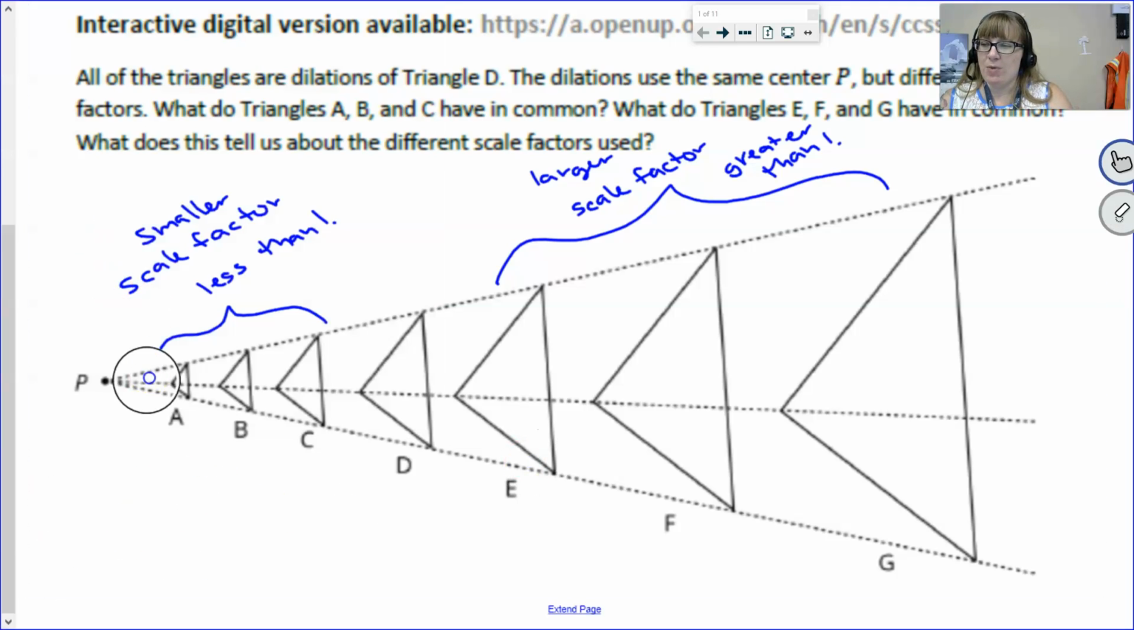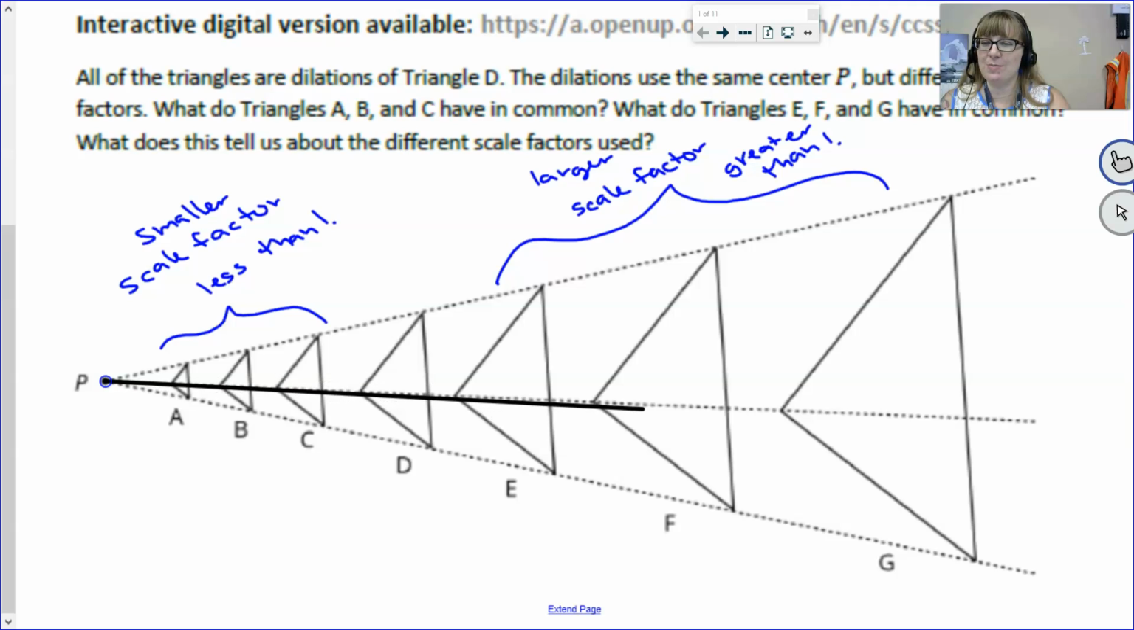One of the things that I hope that you noticed is when I'm looking at corresponding parts of each of these figures, I notice that each of those corresponding parts all line up. For example, this angle and this angle and this angle are all corresponding parts. So when I try and line up the vertices of each one of those, we can see that they all lie very nicely in a line.